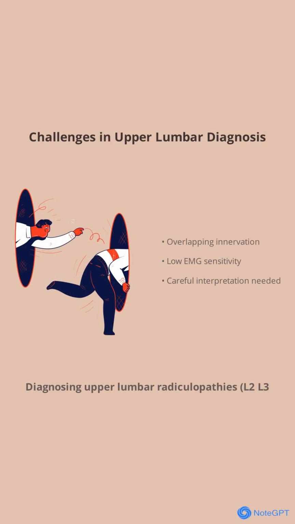Diagnosing upper lumbar radiculopathies, L2, L3, L4, is particularly challenging due to overlapping innervation. Muscles in this region often receive input from multiple roots, making it difficult to pinpoint the exact level of involvement. The study found that EMG sensitivity was lowest for L2 and L3, highlighting the need for careful interpretation and, when possible, additional diagnostic tools or clinical information.